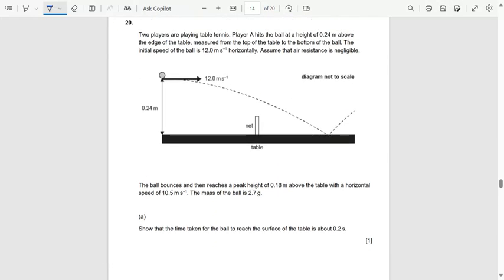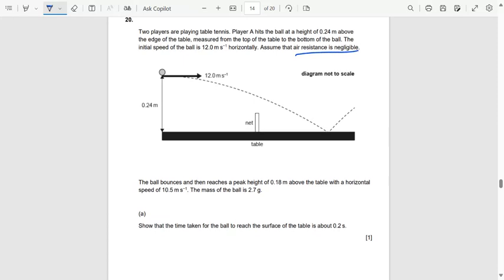Question 20 is a projectiles question. So I'm back to my kinematics equations from A1. Two players are playing table tennis. Player A hits the ball at a height of 0.24 meters above the edge of the table, measured from the top of the table to the bottom of the ball. The initial speed is 12 meters per second horizontally. Assume air resistance is negligible. The ball bounces and then reaches a peak height of 0.18 meters above the table with a horizontal speed of 10.5 meters per second. The mass of the ball is 2.7 grams.